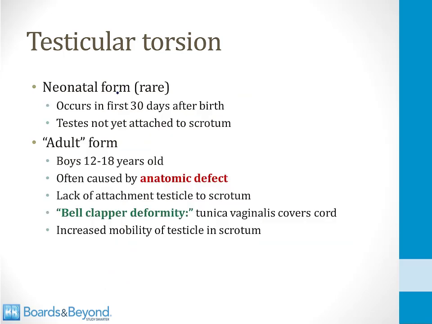There are two subtypes of torsion. The first type is the neonatal form. This is the more rare form of torsion. This occurs in newborn babies during the first 30 days after birth, and this happens because the testes of the male baby have not yet become attached to the scrotum.